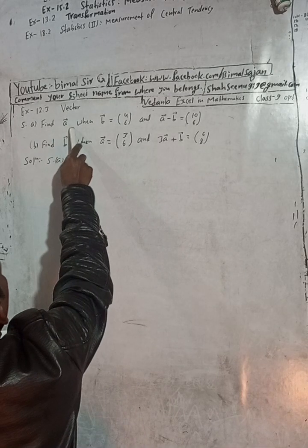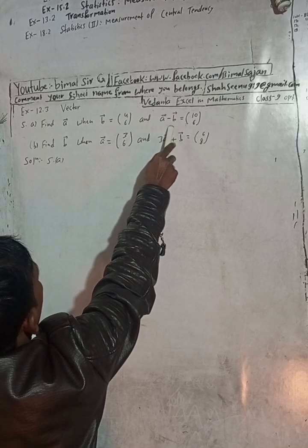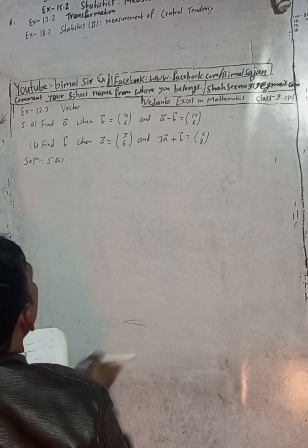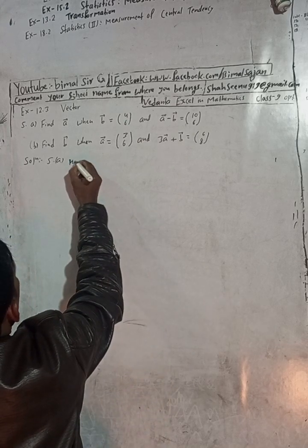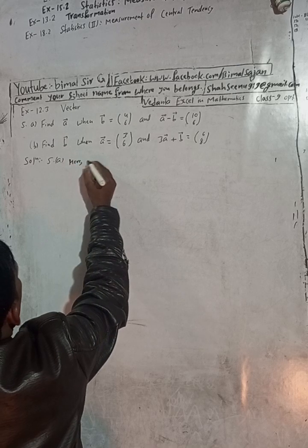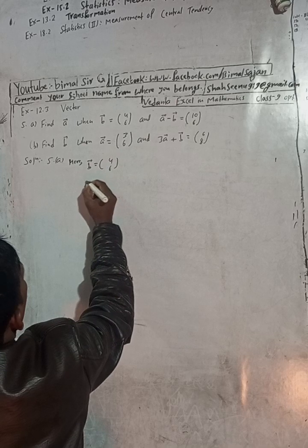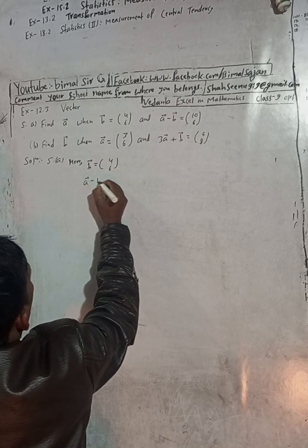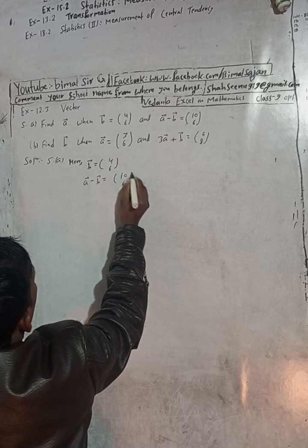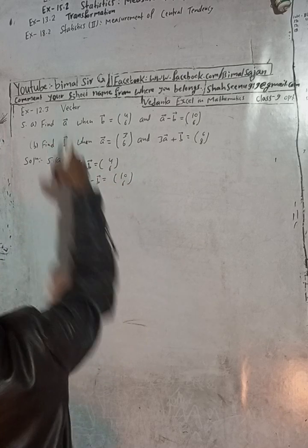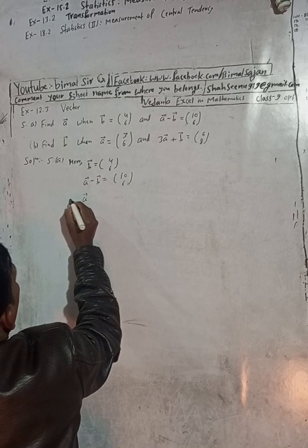5a. Find a vector when b vector is equal to 4, 6 and a minus b vector is equal to 10, 6. So here, first of all, I will write given. B vector is equal to 4, 6. A vector minus B vector is equal to 10, 6, and then we have to find A vector. So write A vector as it is.